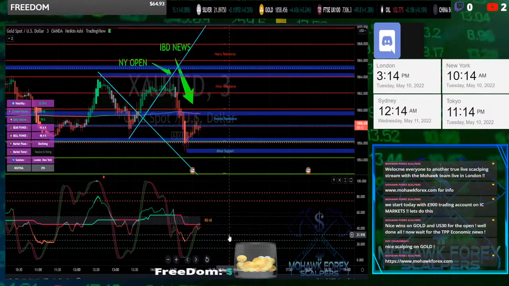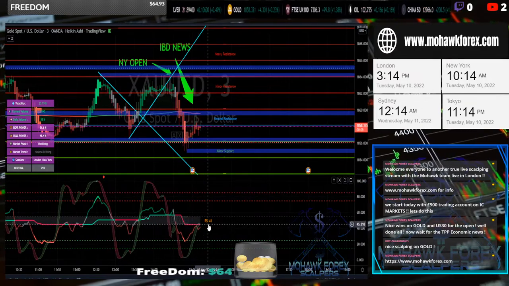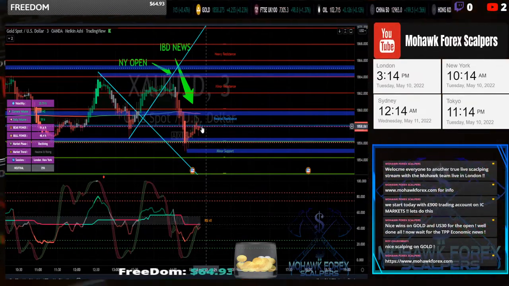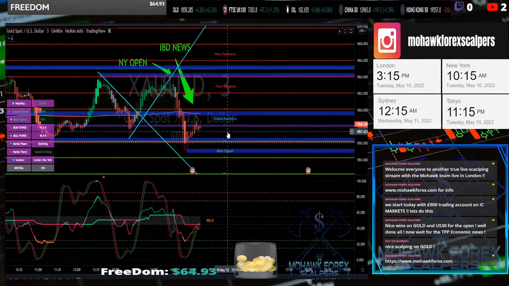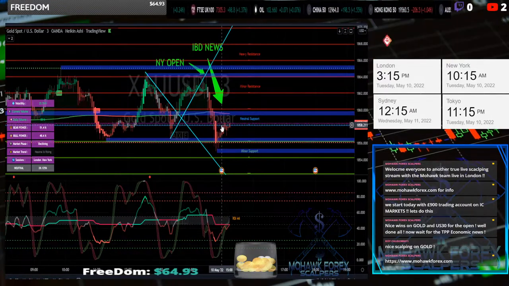Gold again, trying to do what US 30 did. Stochastic's trying to break out of neutral and get back into it. Well, no joy, because look, we're in a danger zone. Never trade around this area. Yeah, this is the danger area. Daily pivot. Keep telling people this.